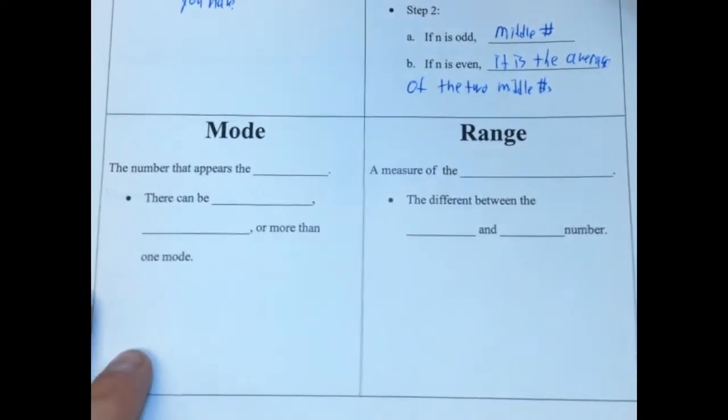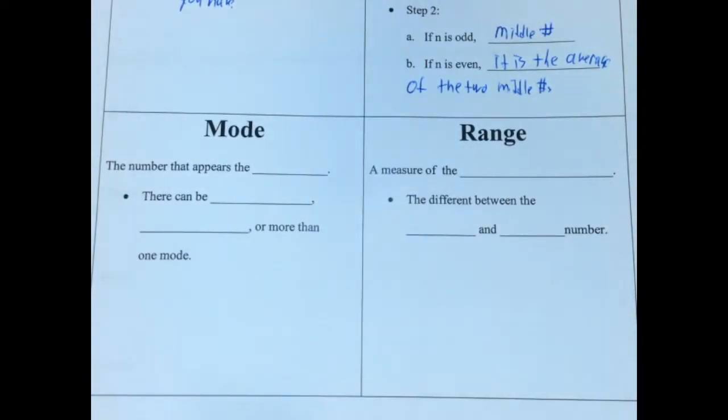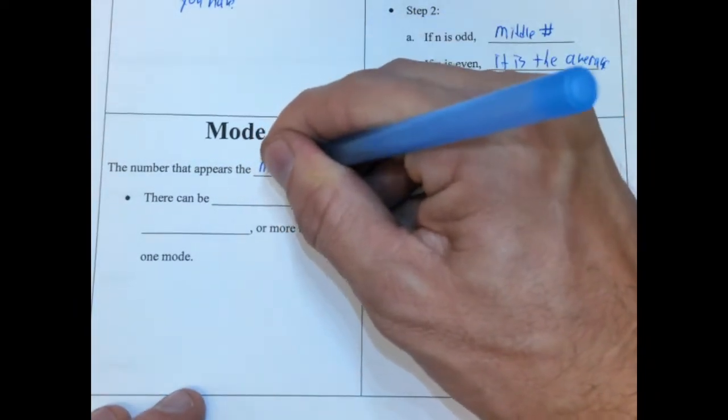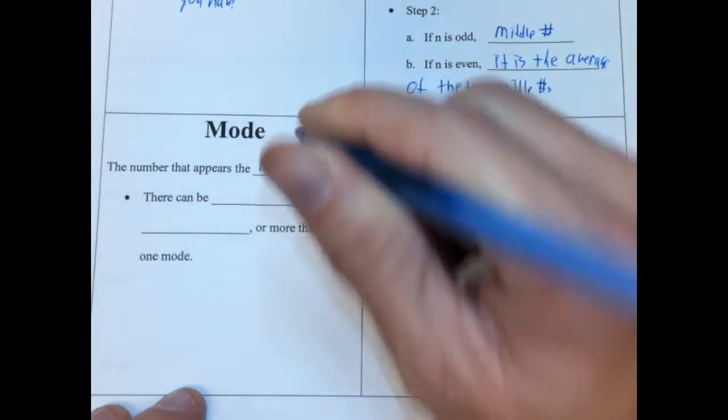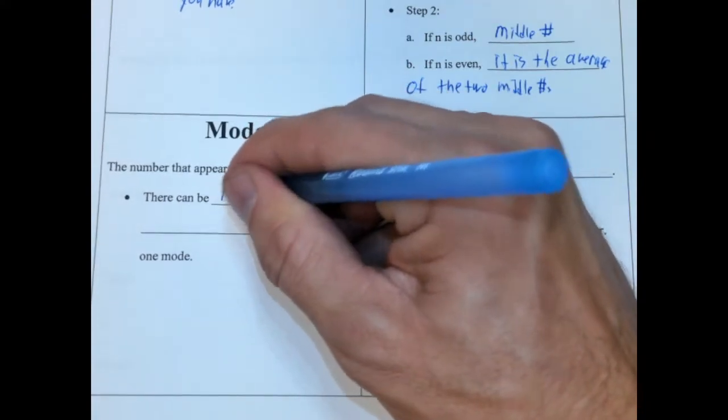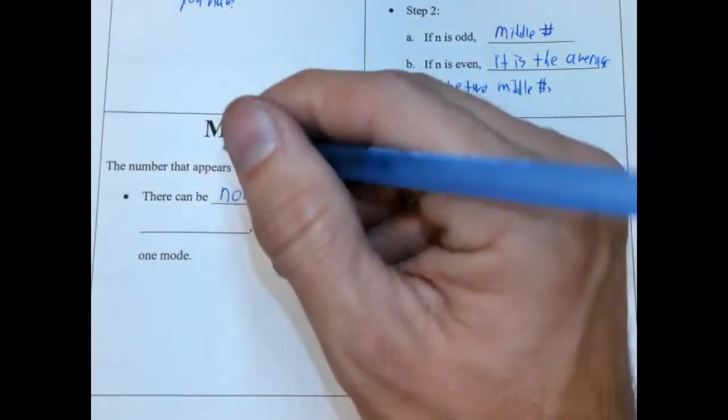And the mode. The mode is the number that happens the most. It's the most often occurring number. There can be none, one, or more than one.